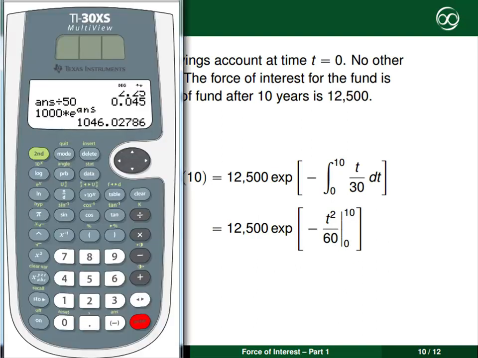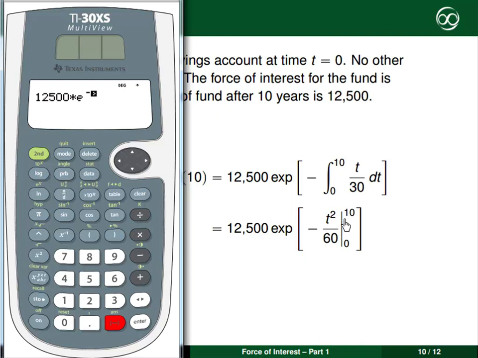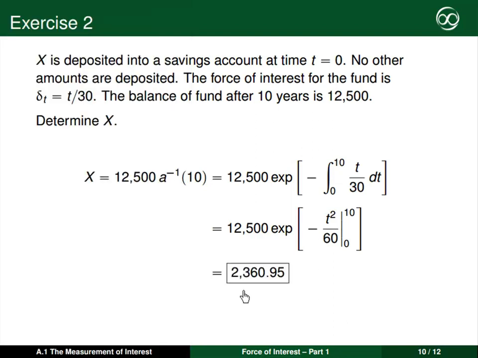So calculator time. And I believe I can do this all in one step. I'm just going to do 12,500 times e to the x, negative. Because when I plug in 0, I get 0. So all I really need to do is plug in the 10. So negative 10 squared, which I know is 100, divided by 60, giving me $2,360.95.